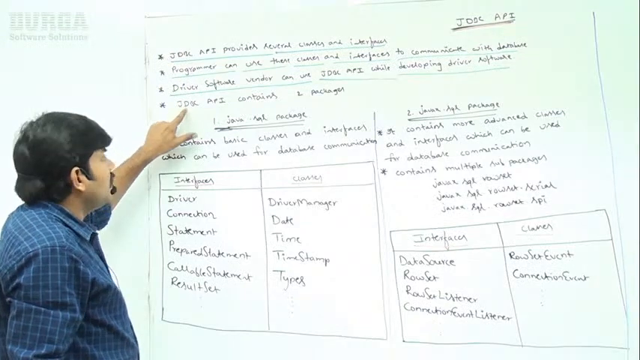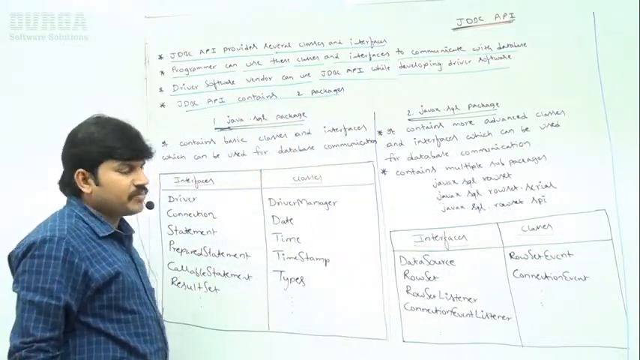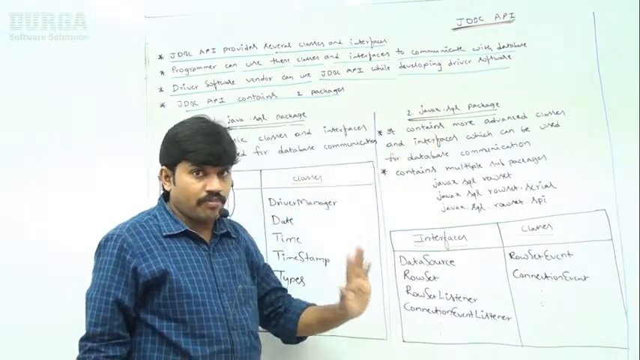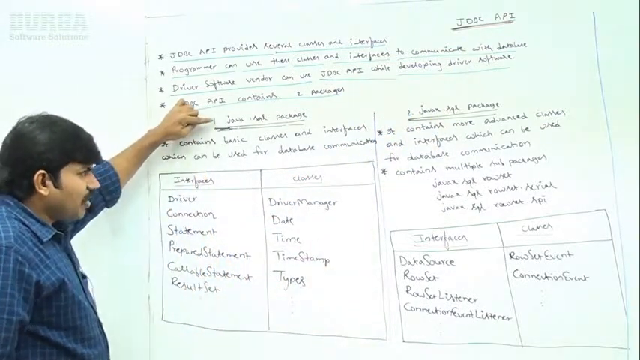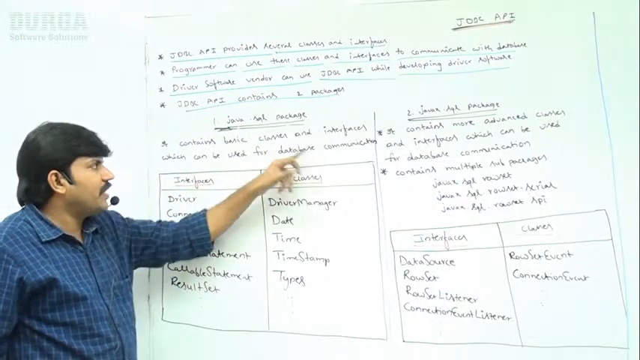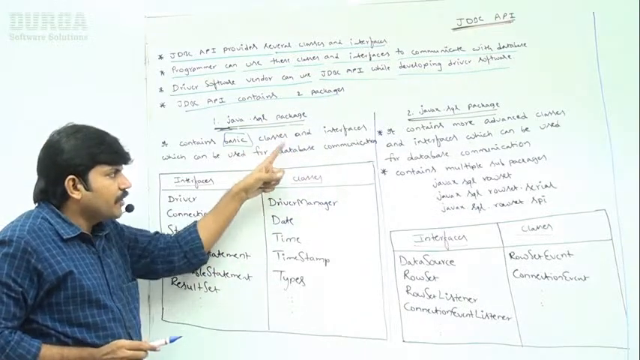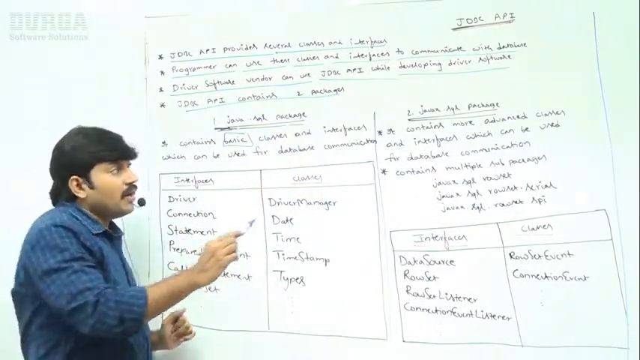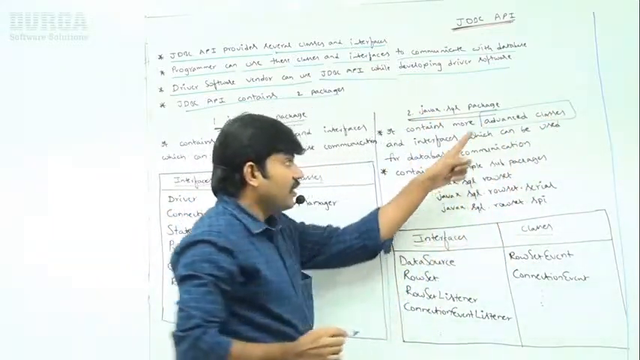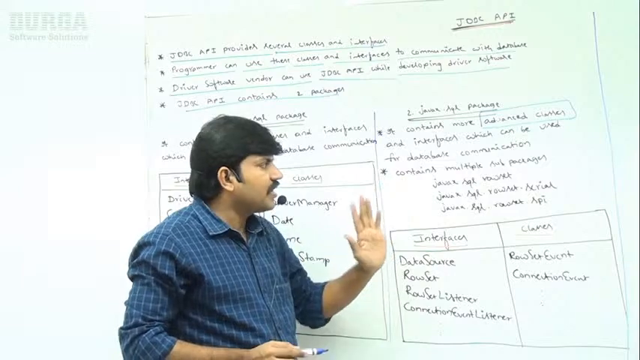Next, the JDBC API contains how many packages? Two packages. What is the first one? The java.sql package. The second one is the javax.sql package. Observe, the java.sql package contains basic classes and interfaces which can be used for database communication. But the javax.sql package contains more advanced classes and interfaces, right? These are not basic, they are advanced classes and interfaces which can be used for database communication.